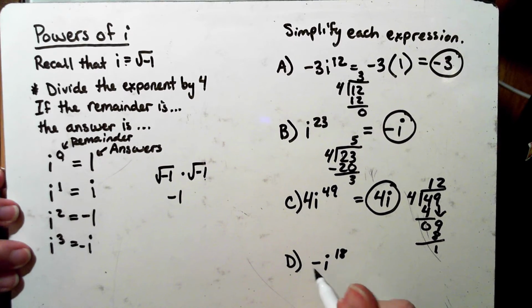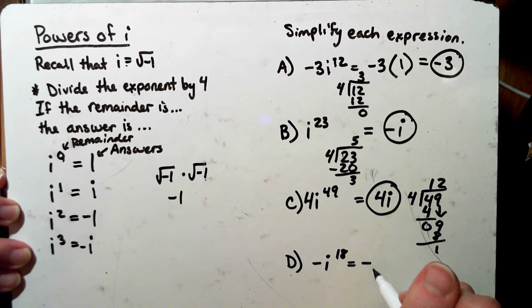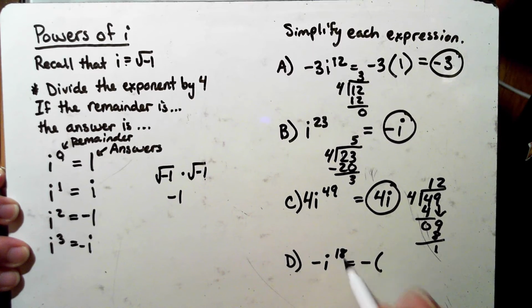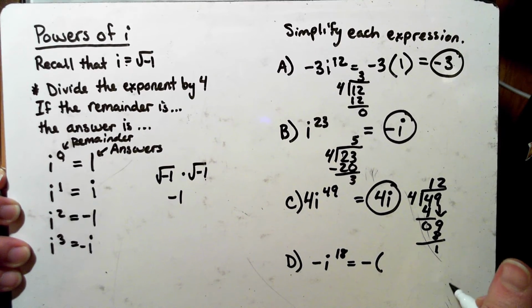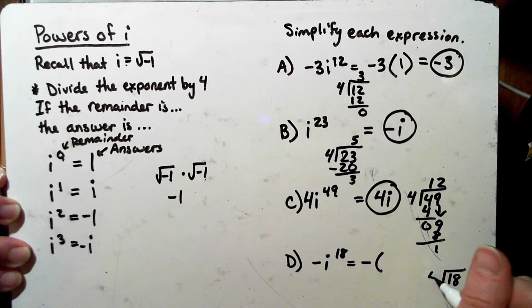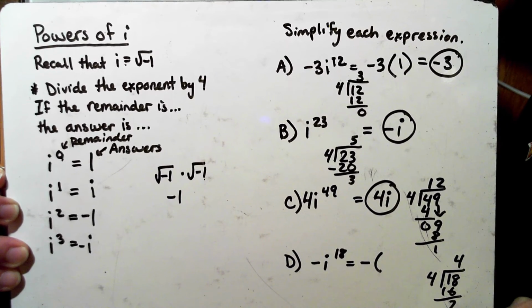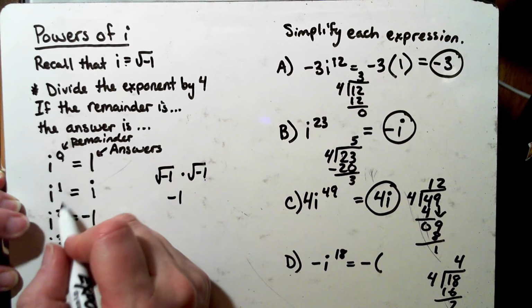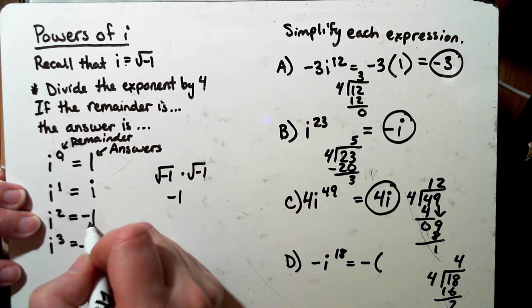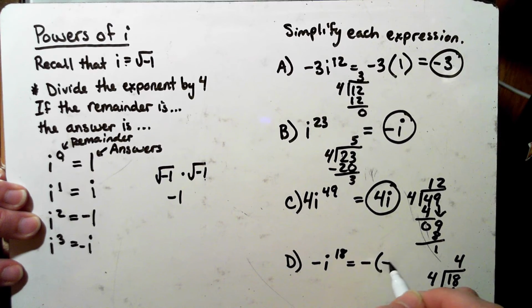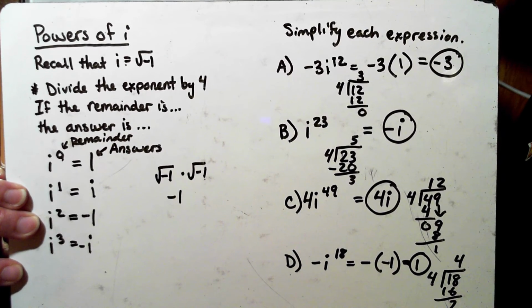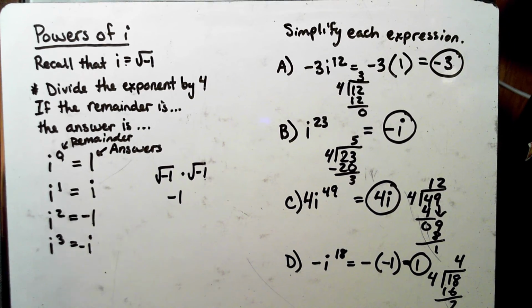Okay, last one. This had a negative sign in front, so I'm going to write a negative sign. Now I'll do i to the 18th power. So 18 divided by 4. Well, 4 times 4 is 16. The remainder is 2. So I come over here. i to the 2nd power is -1. So I'm going to write a -1 there. Now I just simplify this, and it's equal to 1. And that's my answer. Okay, so that's how you do powers of i.